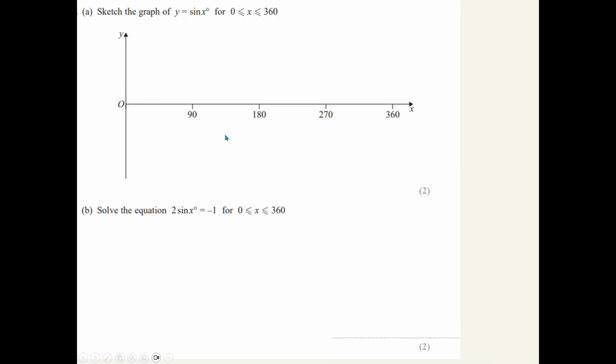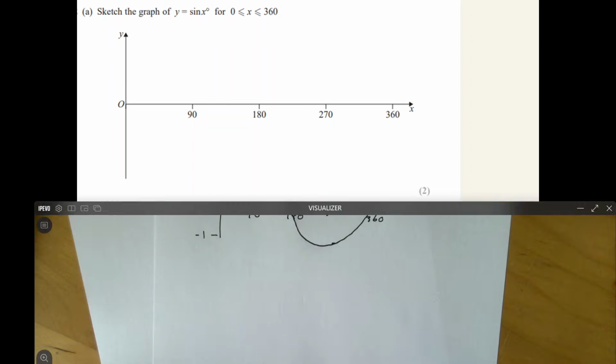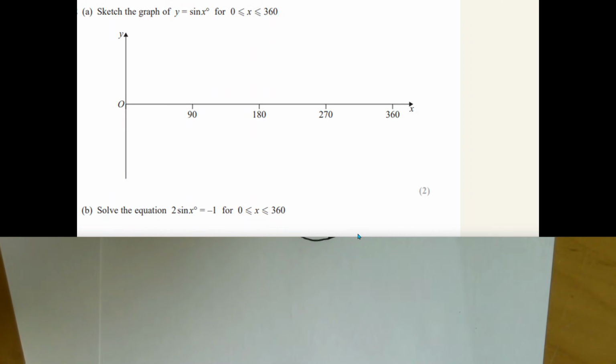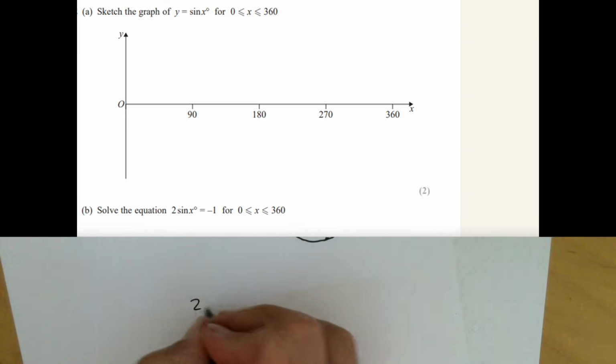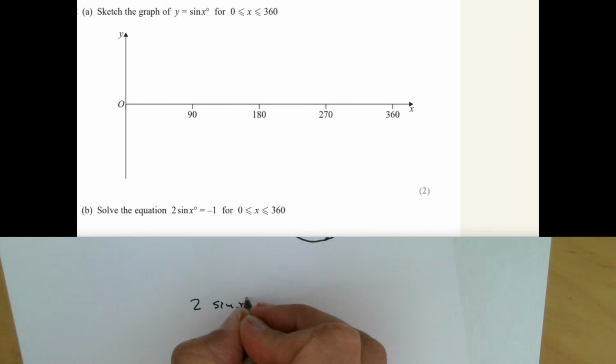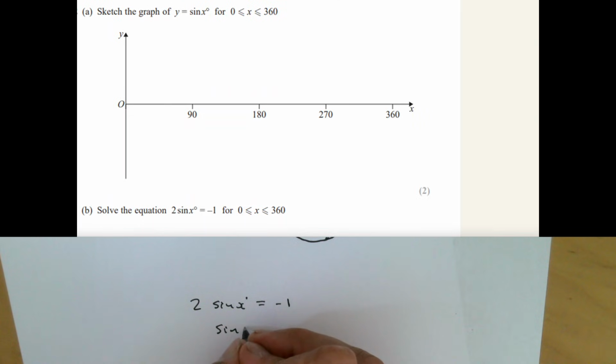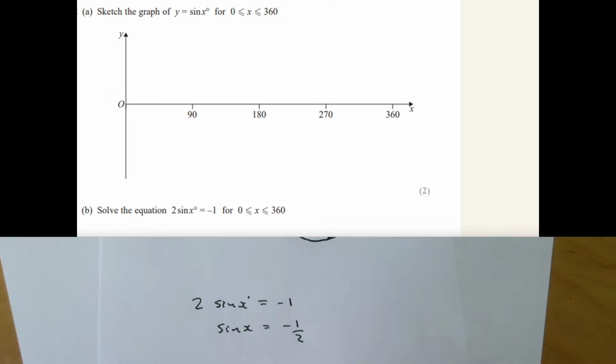Solve the equation. So you're told that 2x sine x equals -1. So sine x equals -1/2. You know from your exact trig values that that is -30 degrees.